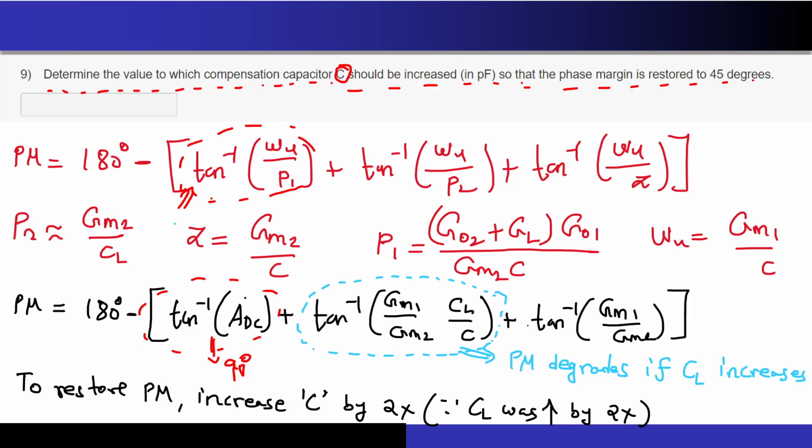Now I have two other terms over here. From the expressions of omega u, p1, p2 and zero, I have inserted all of this in this particular case, and this is the expression that I got over here. This is the expression that I have got in this particular case.